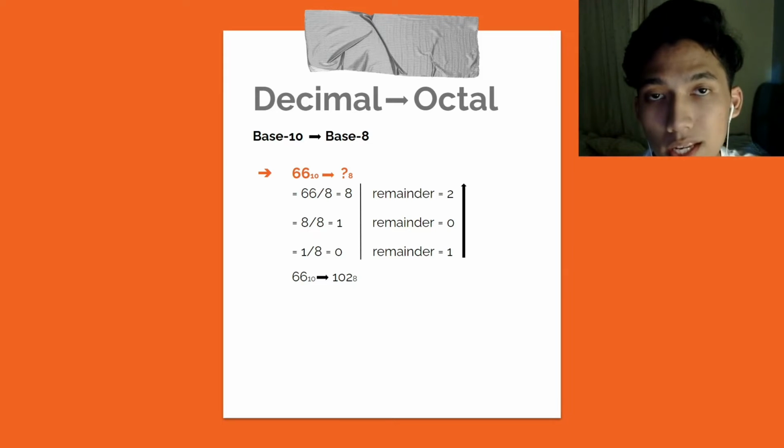And then 8 divided by 8 is 1, remainder is 0. And last but not least, 1 divided by 8 is 0, so the remainder is 1. And then we will collect the remainder from bottom to top, which is 102. Therefore, 66 base 10 is equal to 102 in base 8.